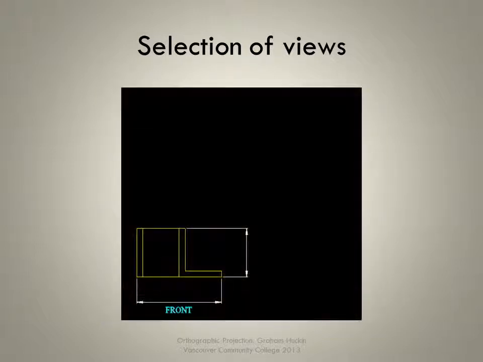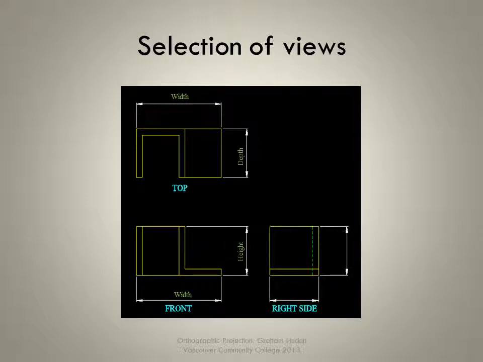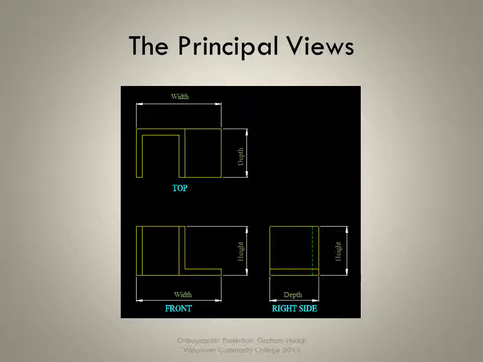The front view is usually the one that contains the most detail and the fewest hidden lines. This view contains height and width dimensions. The top view is located immediately above the front view and contains width and depth dimensions. And the right side view is placed directly to the right of the front view and shows height and depth dimensions. These 3 views are known as the principal views and are the views usually required to describe a 3D object in 2 dimensions.